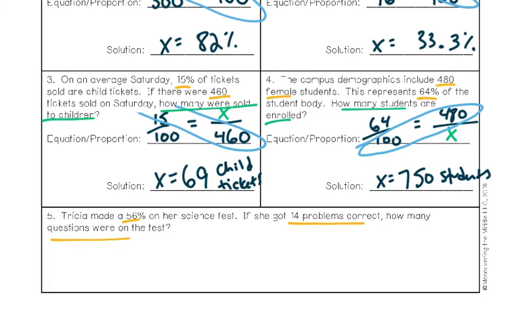Okay, so let's look at what we know for this problem. We know she got a 56%, and percent means out of 100. So I'm going to write this as 56 out of 100. I know this is going to equal a new proportion.